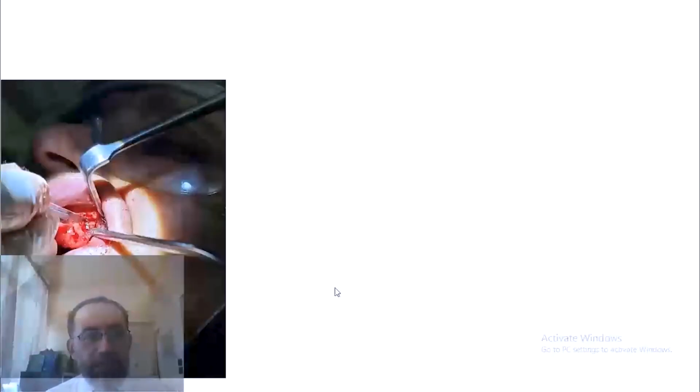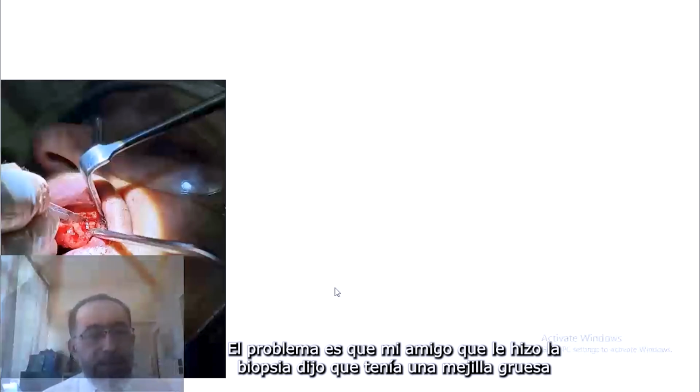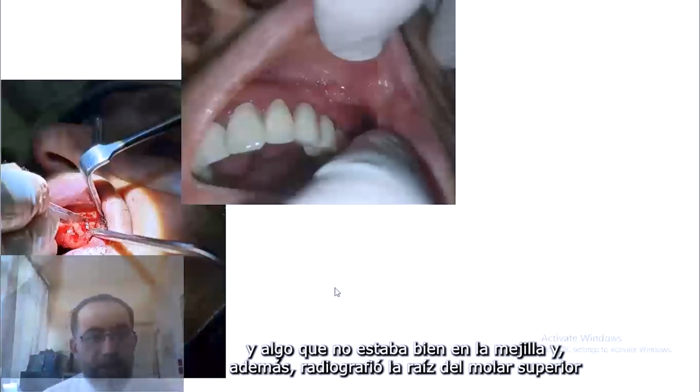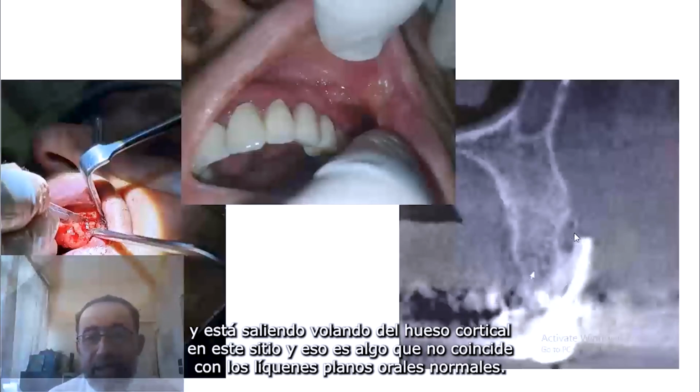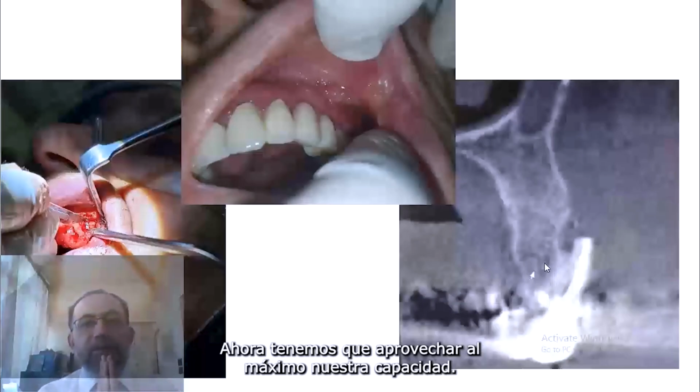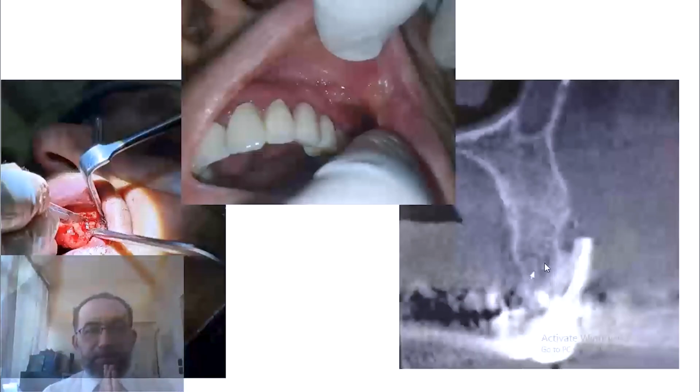Life is easy. The problem is, my friend who took the biopsy said there is thickness in the cheek, and there is something not nice in the case. And moreover, radiographically, the root of the upper molar is flying outside the cortical bone in this site here, and that doesn't match with normal oral lichen planus. Now we have to gain our full capacity.